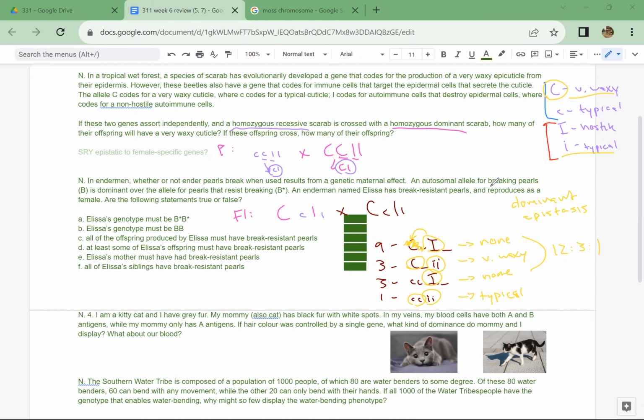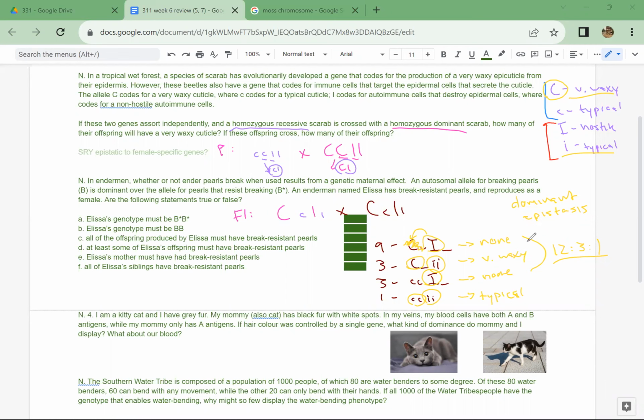So on exams, I don't know for sure, wink, wink, but you might be asked about this ratio. I would encourage you to know the ratios associated with different kinds of epistatic conditions. So we know that we just worked it out.